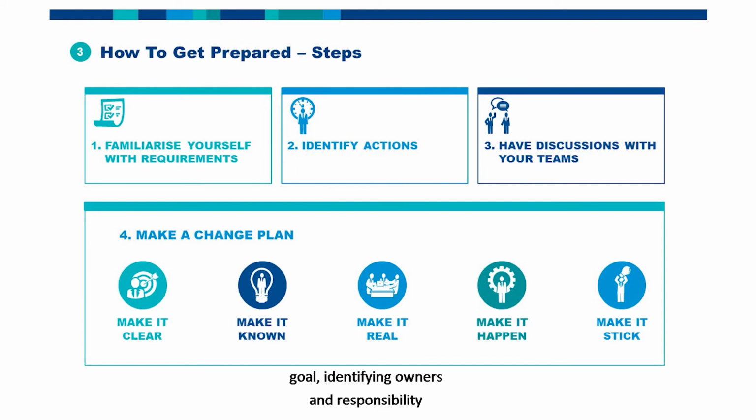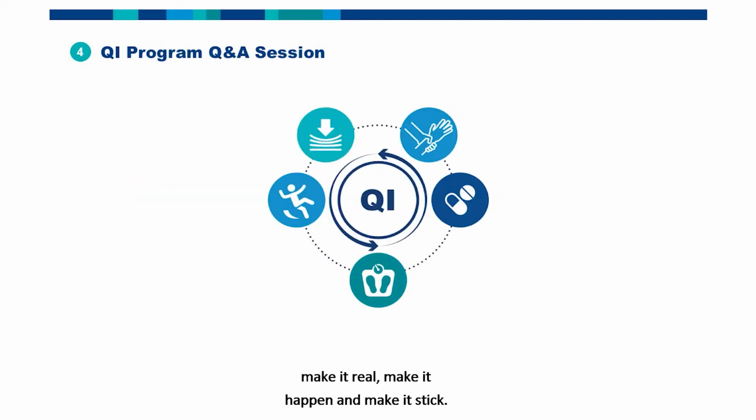identifying owners and responsibility relating to the change, supporting staff to understand and prepare for the change, equipping staff to meet the new requirements, and putting the processes in place that will sustain the change over time to achieve optimal outcomes. And you can see an example of the steps for this change strategy on the screen, which is make it clear, make it known, make it real, make it happen, and make it stick.